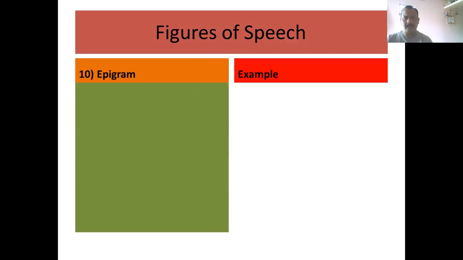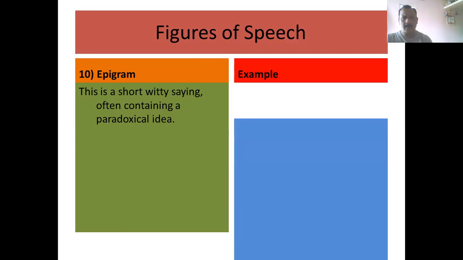Then the next figure we are going to see here is epigram. This is a short, witty saying, often containing a paradoxical idea. Paradoxical means opposing ideas are there, and it is a short, witty saying. Witty means a humorous or laughable saying. You will find such a witty saying often containing a paradoxical idea. At that time, it is called epigram.